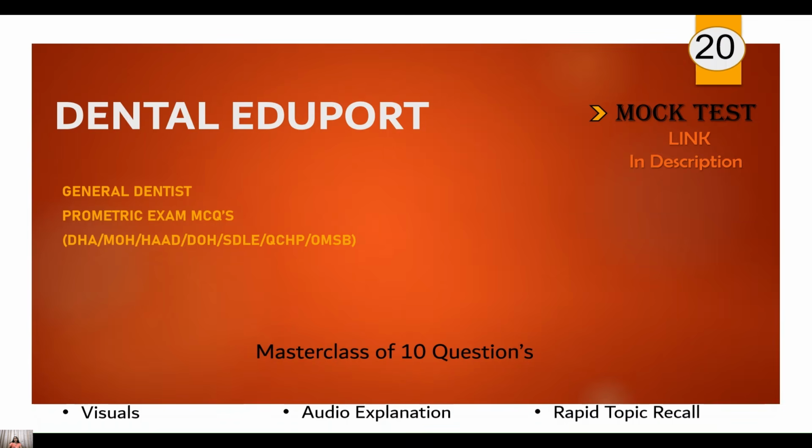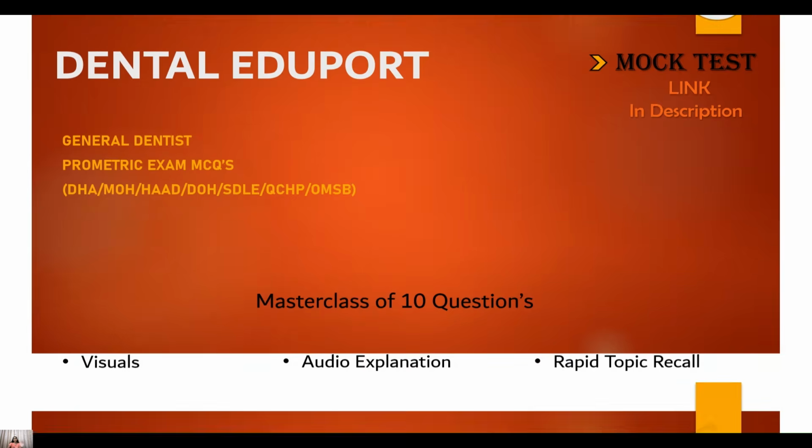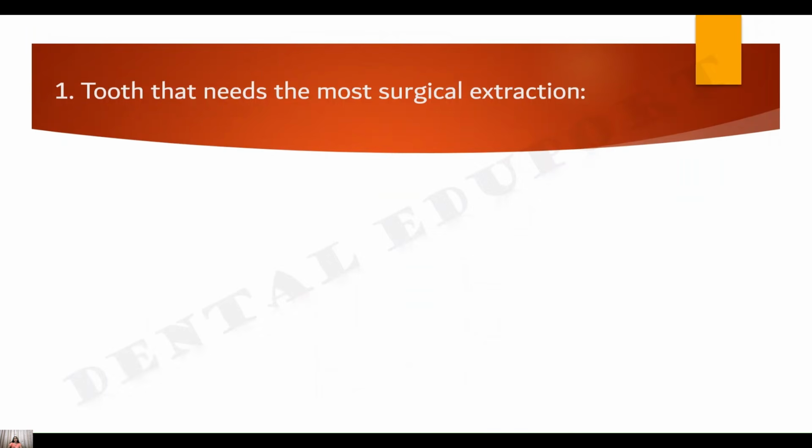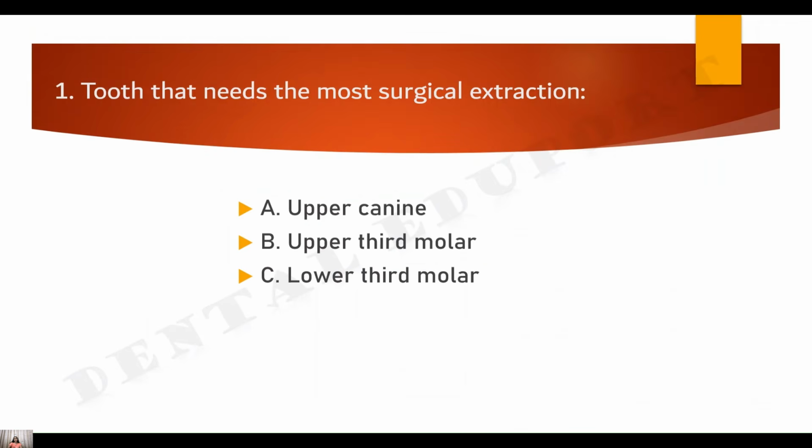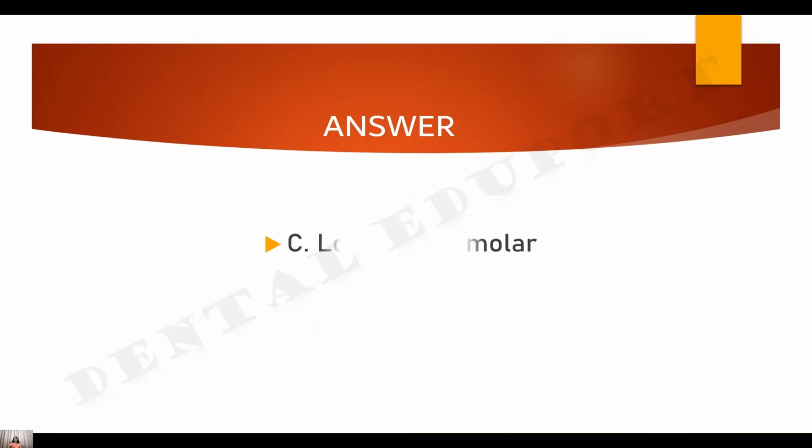Alright, let's get right to question number 1. Tooth that needs the most surgical extraction. A. Upper canine, B. Upper third molar, C. Lower third molar, D. None of the above. The correct answer is C. Lower third molar.